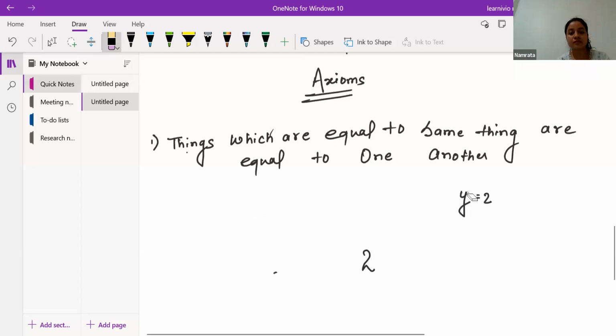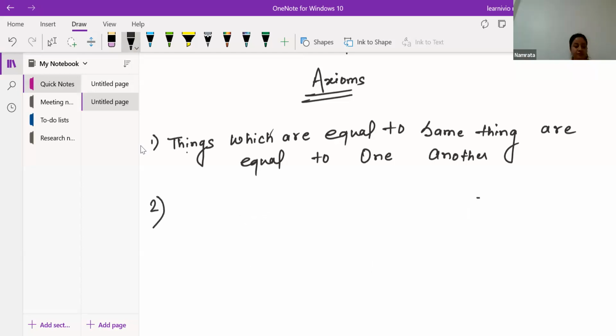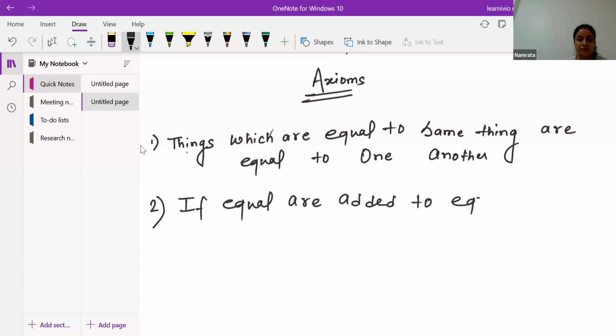Now the next axiom says, if equal are added to equal. So what question can we ask according to this definition? We will go to the exercise and see what questions are given there according to the axiom. Let me read one question from the exercise.